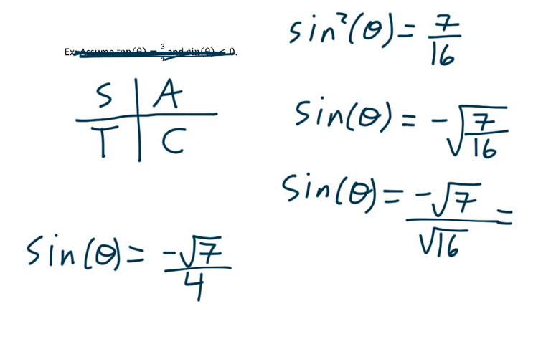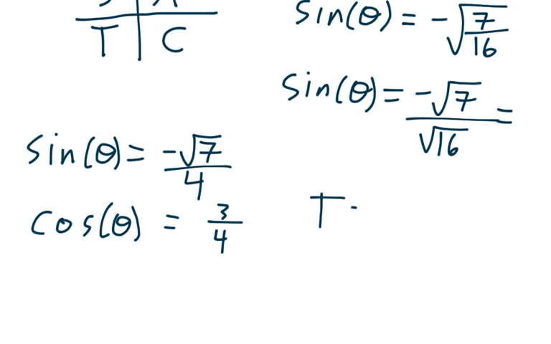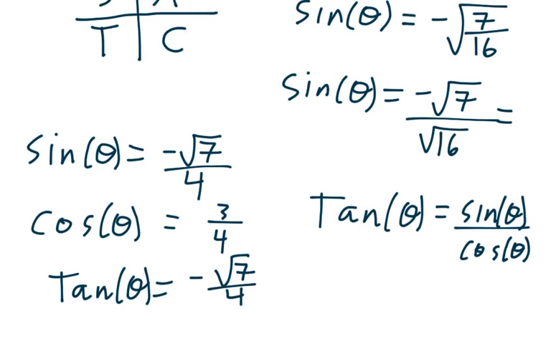But let's actually calculate tangent, because if I remember correctly, we were asked to do that. Well, we know what sine is. We know cosine of theta is 3 over 4. And we know that tangent, by our identities, is sine over cosine. So again, I'm just really using identities here. So tangent is sine over cosine. Plugging in, we get tangent of theta is negative radical 7 over 4, all over 3 over 4.